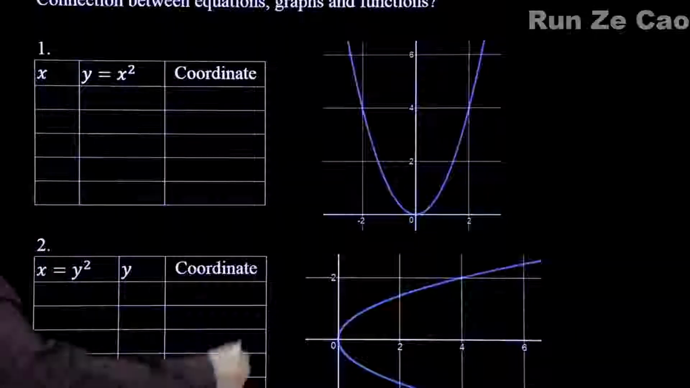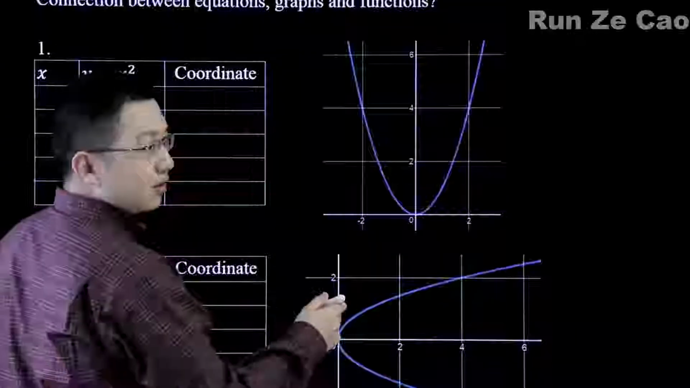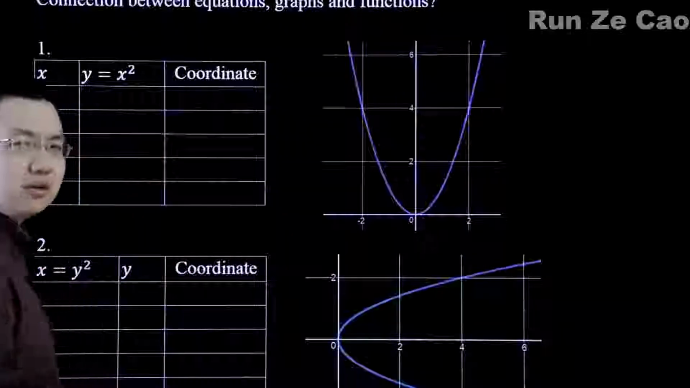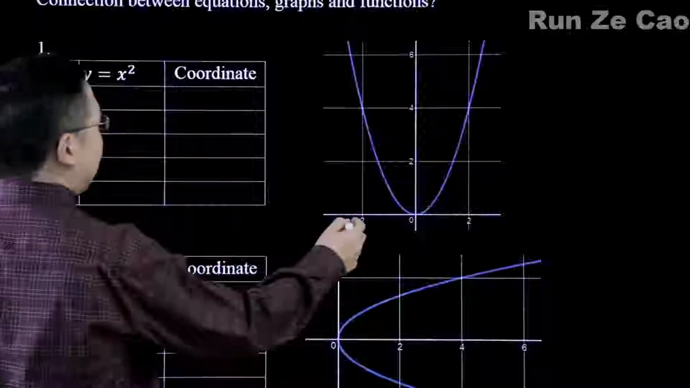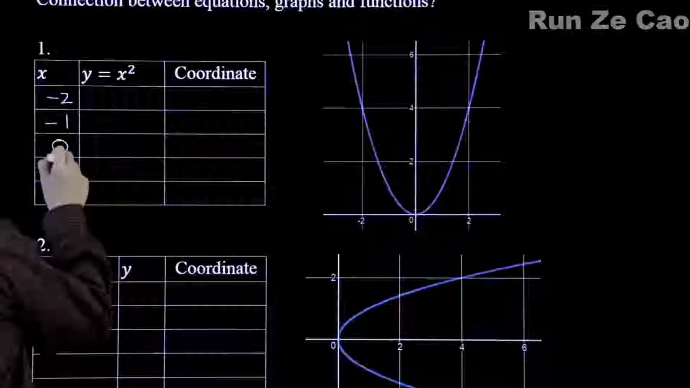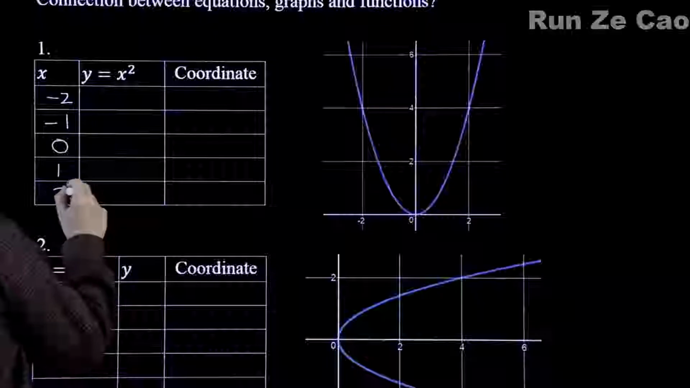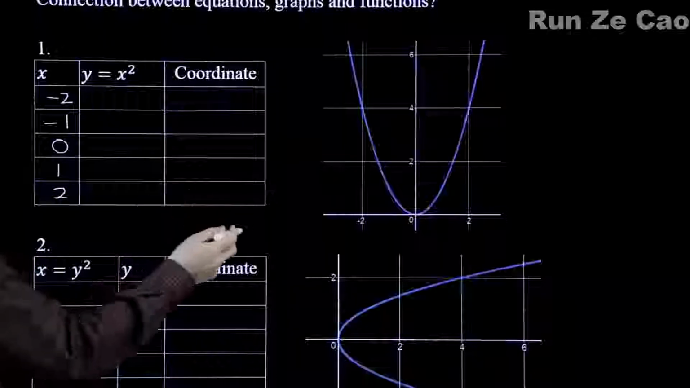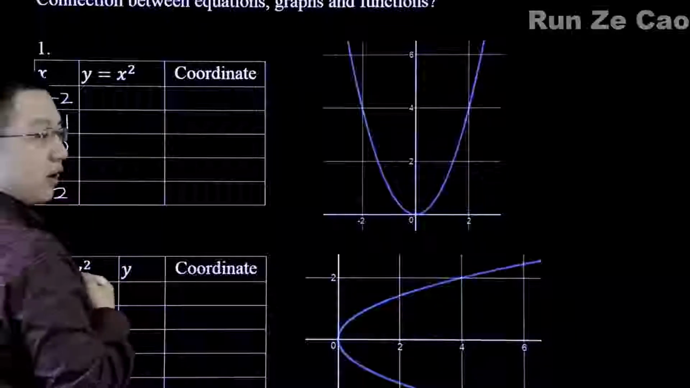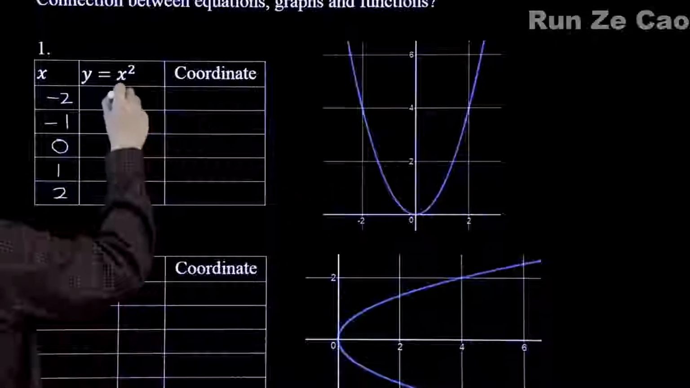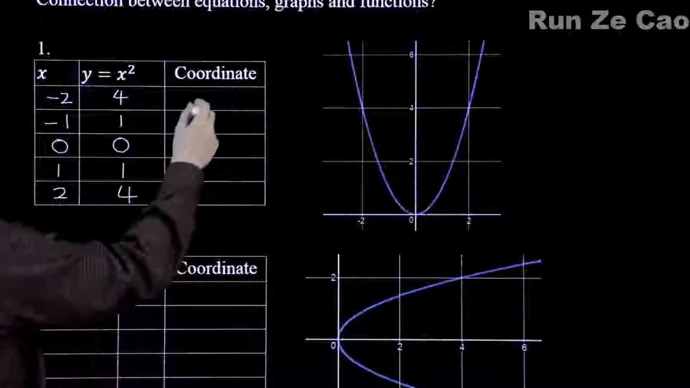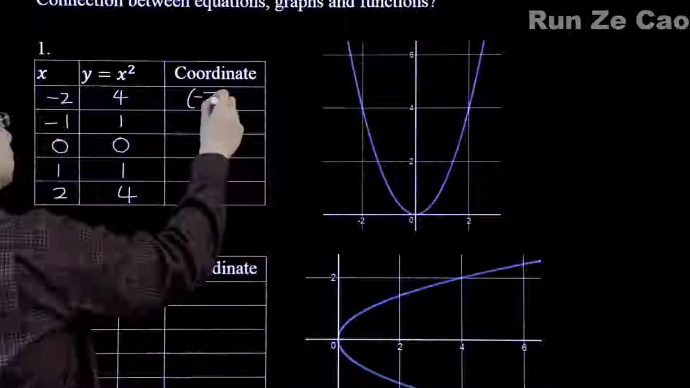Well, we find a few points because we can't say do increments that are 0.1. That would be too much trouble, too annoying. So we just find, say, -2, -1, 0, 1, and 2. Now, how do we go on from here? We do apply this transformation, so apply this function, and we get 4, 1, 0, 1, and 4. This gives us a set of coordinates.